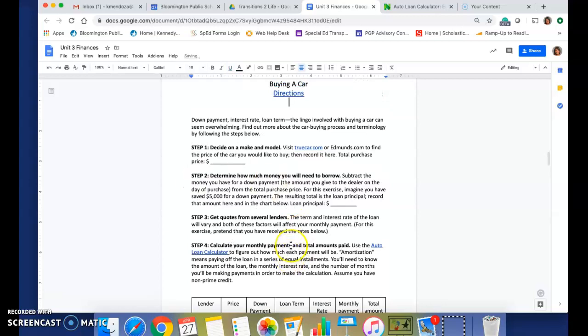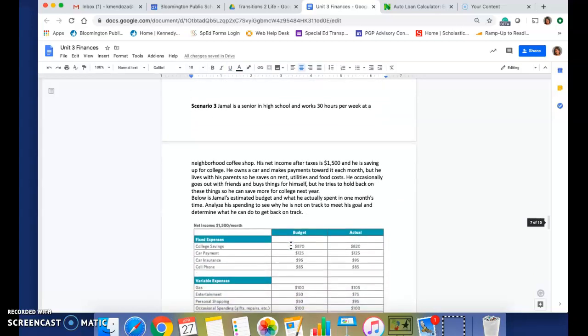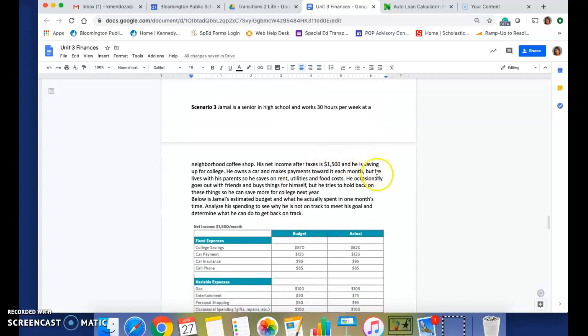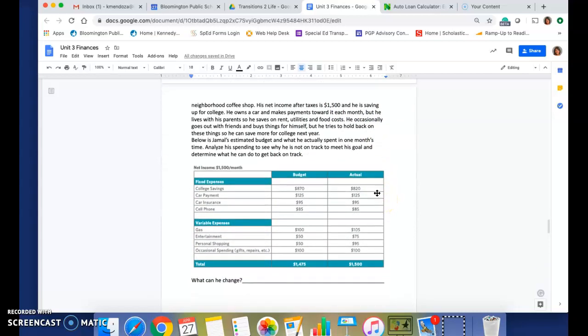All right, so scenario three is Jamal, and he is a senior in high school. Jamal is a senior in high school, works 30 hours a week, and then his information is up here. And then down here is the chart of his information.